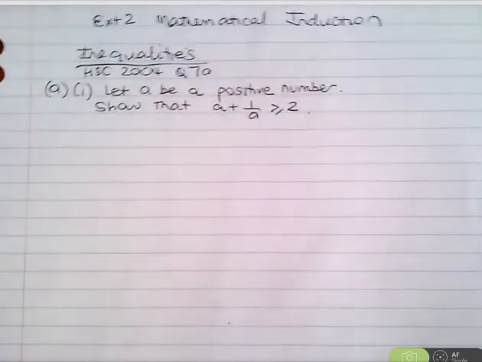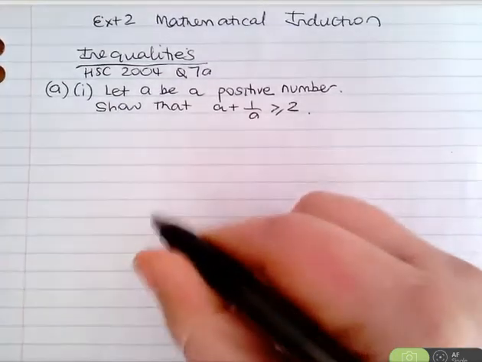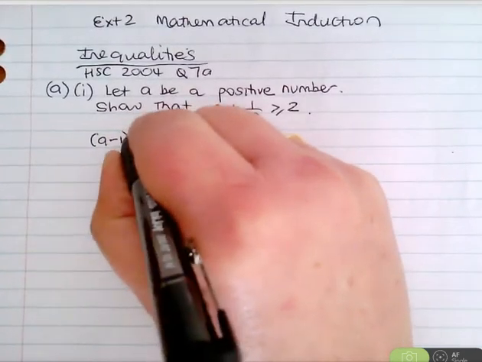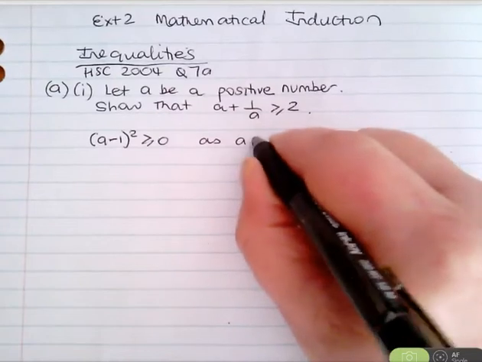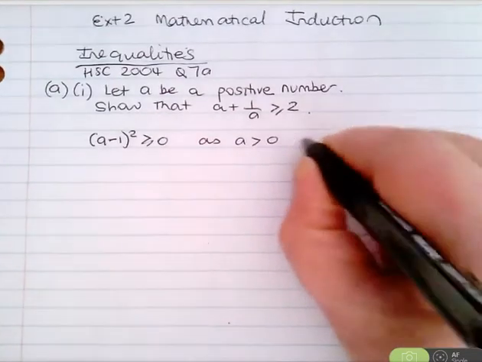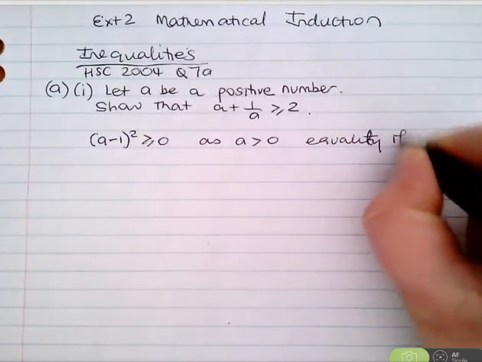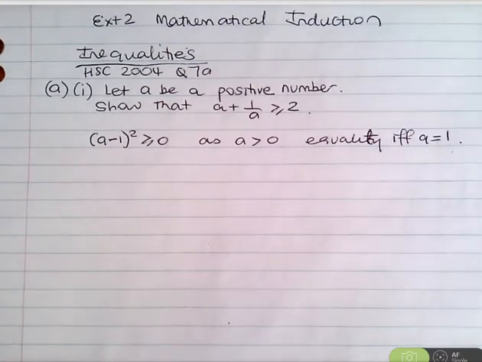So let a be a positive number. Show that a plus 1 on a is greater than or equal to 2. It's very straightforward. You can start with a minus 1 squared is greater than or equal to 0, as a is greater than 0, and equality if and only if a equals 1. All right, because we know that a is a positive number.